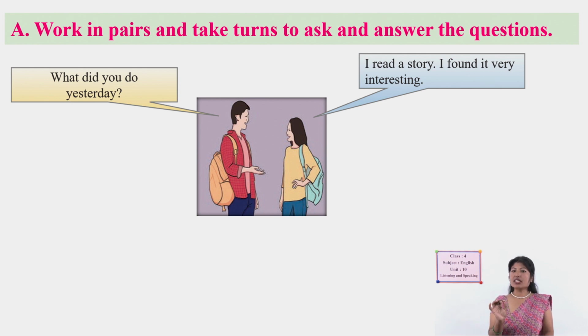I read a story, found it very interesting. So please notice, the question itself is in the past. What did you do yesterday? And the girl also replied in the past. I read a story. I found. Find, found. Read, read. You can see the same spelling, R-E-A-D. Present form is read, and past form, read. Though the spelling is the same, we pronounce it as red. That means sometimes the past form of the verb is the same, but the pronunciation is different. And find, found. Found it very interesting.